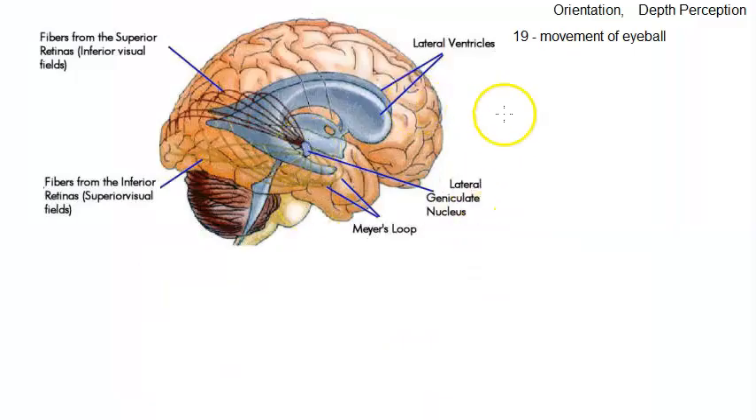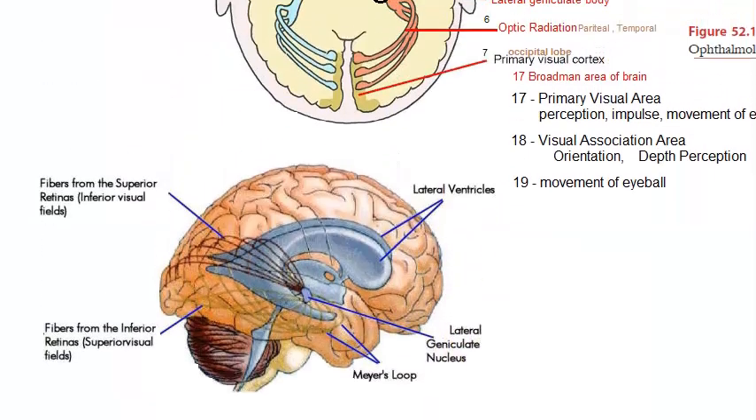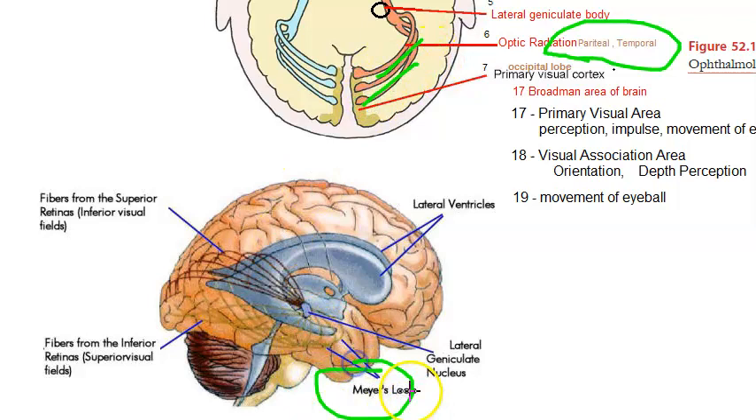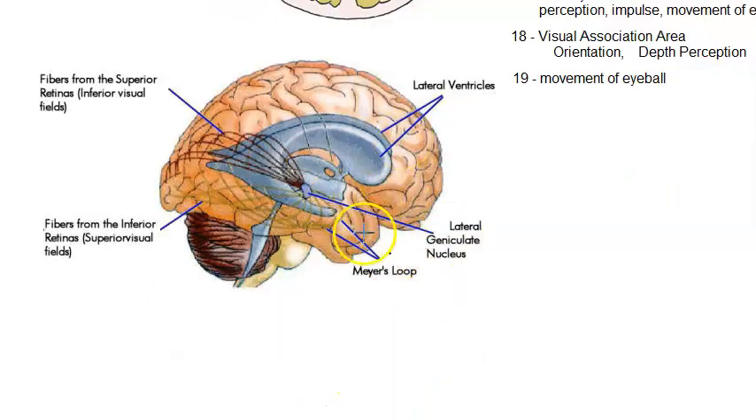In the optic radiation you have seen there are two radiations, the parietal and the temporal. That is depicted here. You can see Meyer's loop here. Meyer's loop is the temporal radiation. It's very light here, but actually it is this. Above it there should be the parietal radiation, which is not shown clearly here.